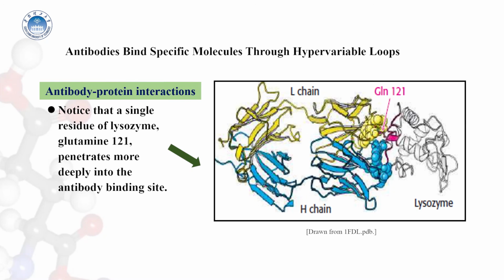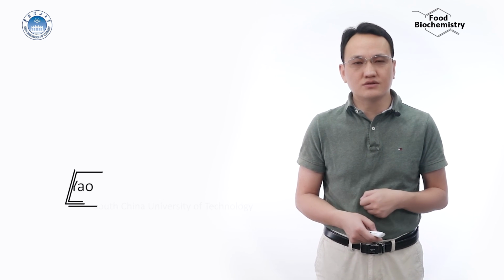The region of contact is quite extensive. The opposing surfaces are rather flat. The only exception is the side chain of glutamine 121 of the lysozyme, which penetrates deeply into the antibody's binding site. It forms a hydrogen bond with a main chain carbonyl oxygen atom and is surrounded by three aromatic side chains. The formation of 12 hydrogen bonds and the numerous van der Waals interactions contributes to the high affinity of these antibody-antigen interactions.